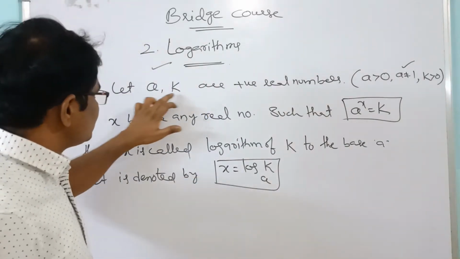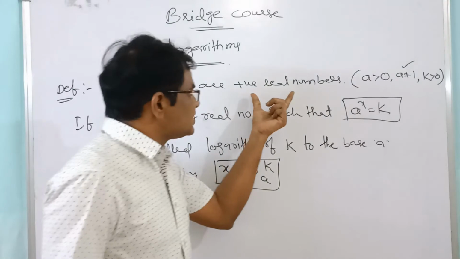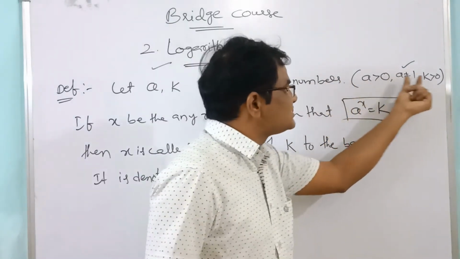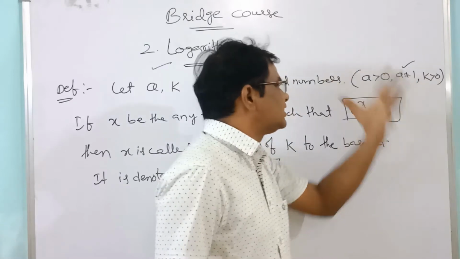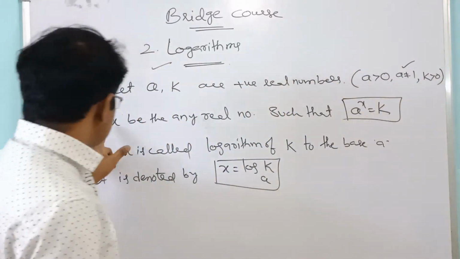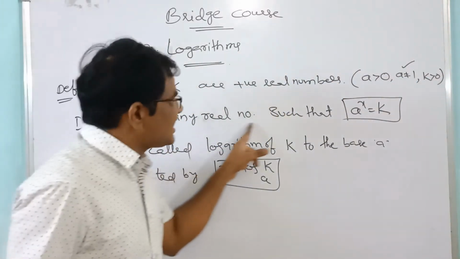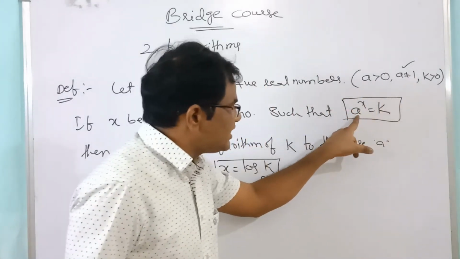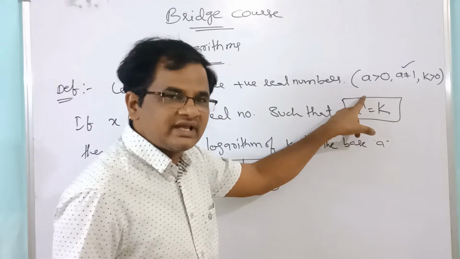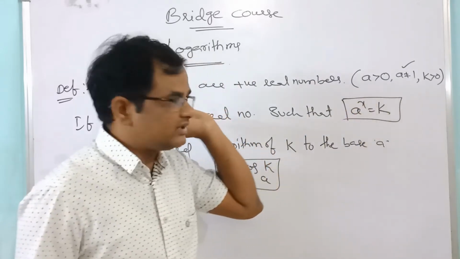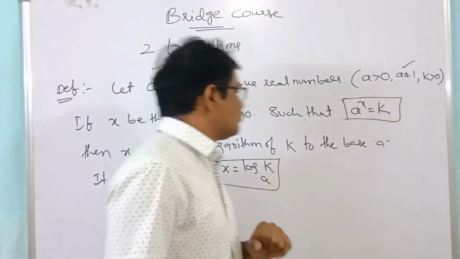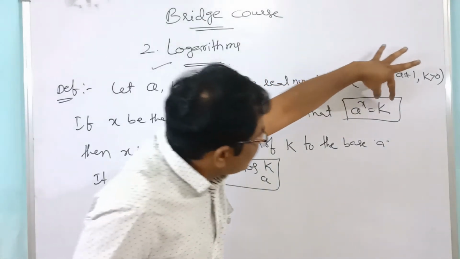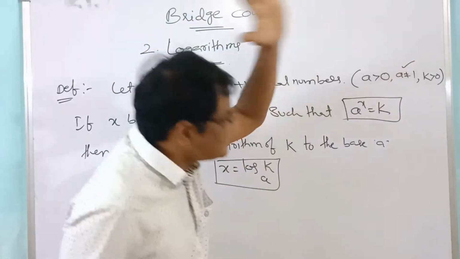So these two numbers we are selecting from the positive real numbers, a greater than 0, k greater than 0, but here a is not equal to 1, because x is any real number you are taking. If you take a equal to 1, 1 to the power of any real number, we get 1 only. So that's why avoid 1. Then this x is called the logarithm of k to the base a.